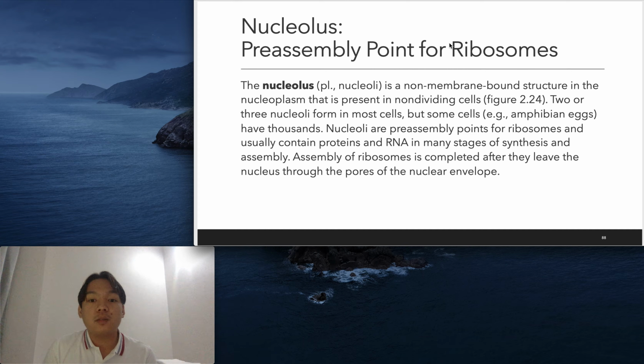The nucleolus is also a part of the nucleus. It is a non-membrane-bound structure in the nucleoplasm, present in your non-dividing cells. In amphibian cells, 2 to 3 nucleoli form in most cells, but they could also number in the thousands. Amphibian eggs, for example, have even more nucleoli.